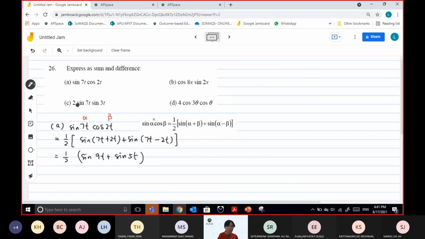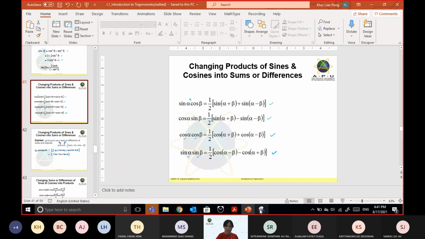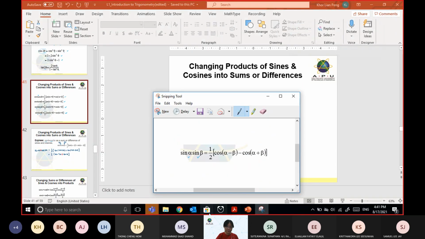But I would like to discuss one more question, C: 2 sine 7t sine 3t. What you need to do is just substitute this part using the formula. It involves the product of sine and sine, so you're using the last formula.